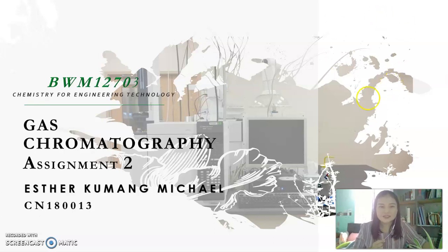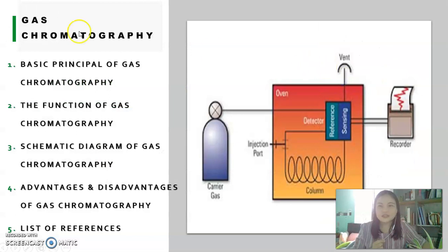So, let's continue. This is the content from my presentation today. First, I will talk about the basic principle of gas chromatography. Second, the function of gas chromatography. Third, I will show the schematic diagram of gas chromatography. And then fourth, the advantages and disadvantages of gas chromatography. And last, the list of references that I use.